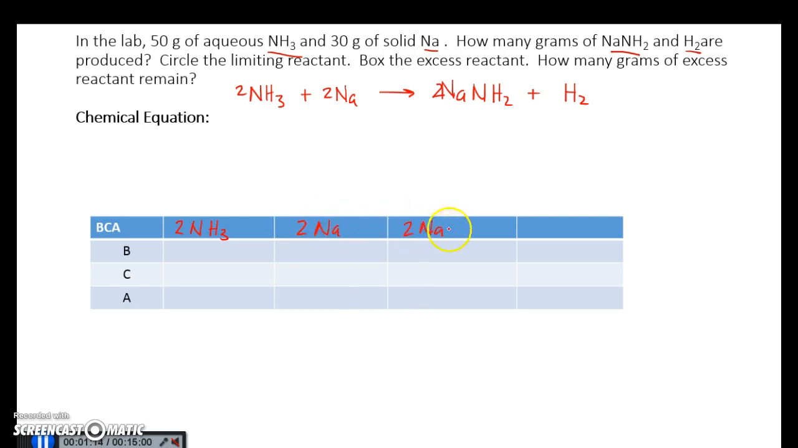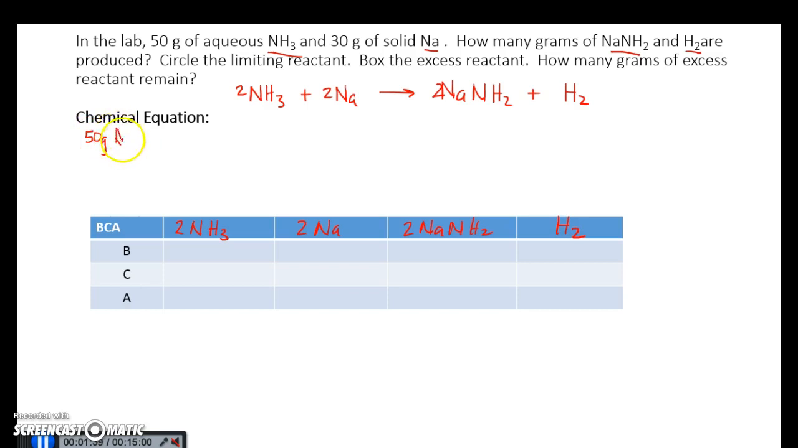I use one column for each reactant and product. Now, because these are in grams, and this chemical equation is in moles, I need to convert my grams into moles. So I start off by using gram to mole conversion.